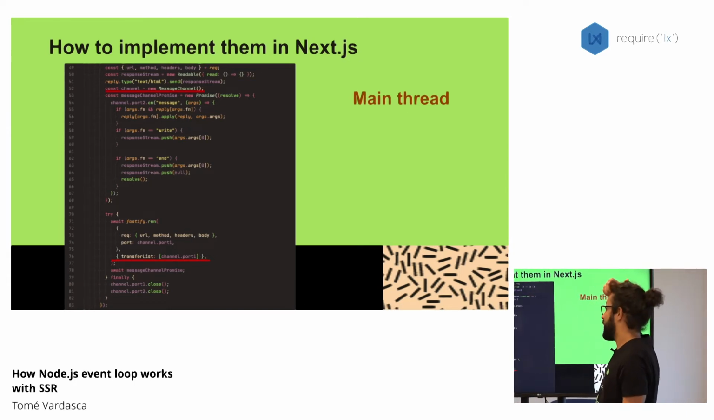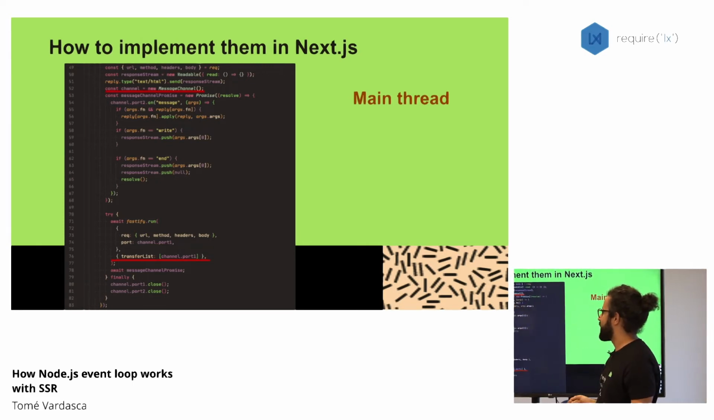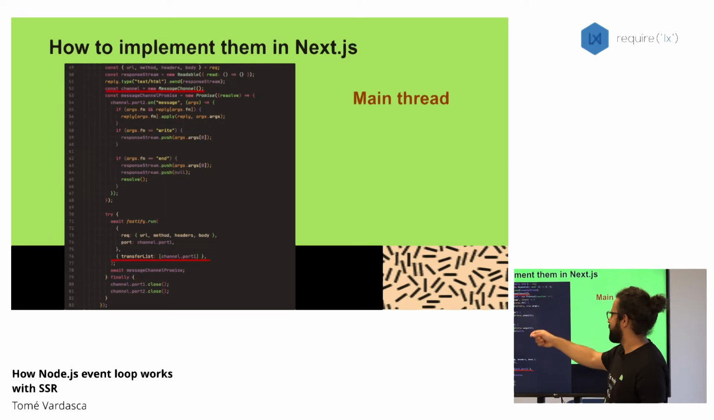We are using Fastify as a server. We could use Express. We could use anything. And inside here, you can see it's the event handler for the channel, and we are just receiving messages. We check each message. We either push it to the response stream if it's the right message, or we just end it and finish the stream so we can respond.